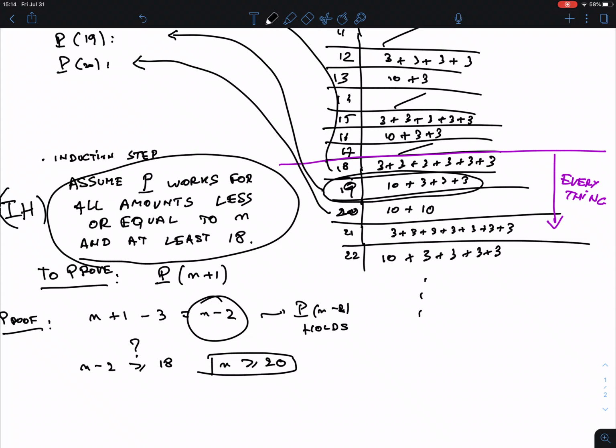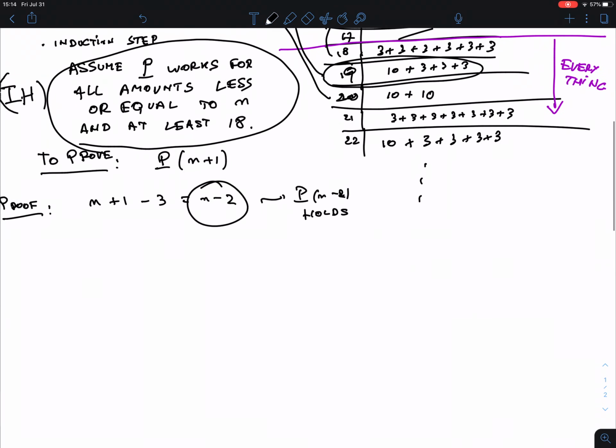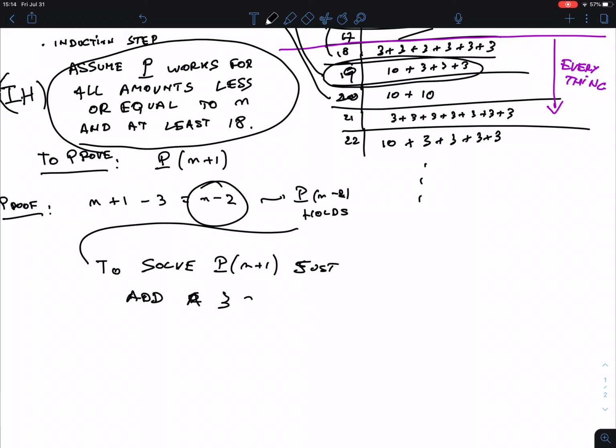And then by assumption, this is the assumption, it says if you're trying to do something within the range between 18 and n, which is n minus 2, then it holds. So n minus 2 holds, right? So, okay, let me erase this part here now, because now let's conclude the proof. n minus 2 holds. So there is a solution. So to solve P(n plus 1), just add a 3-cent stamp to the solution of this guy. Okay? So that's the proof.